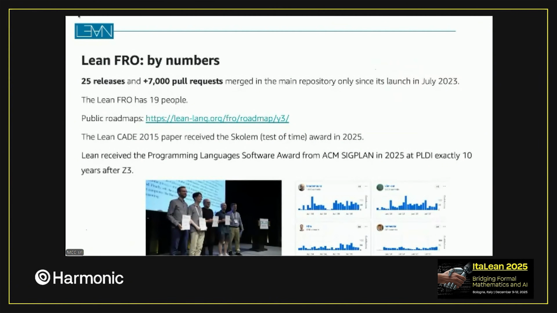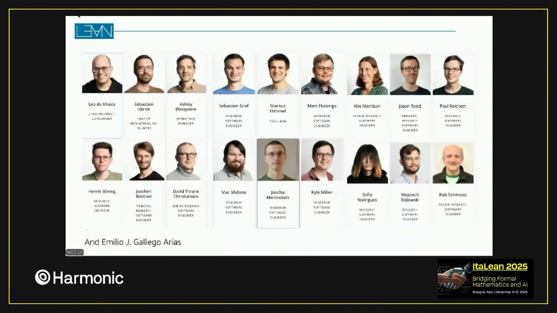And the Lean FRO by the numbers, right? You have more than 25 releases, more than 7,000 pull requests. The FRO now has 15 people, and the roadmap is public. The whole team, I tried to capture, we cannot hire more people, otherwise it's not going to fit on these slides. The only person missing is Emilio, who started last week. But we are all grateful to everybody that joined the FRO.